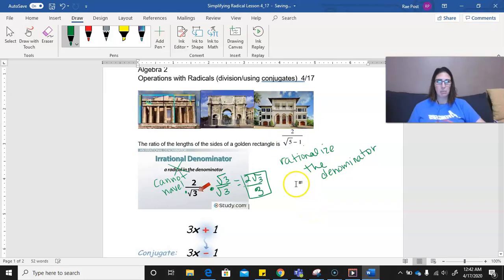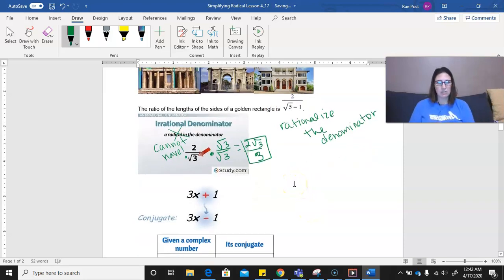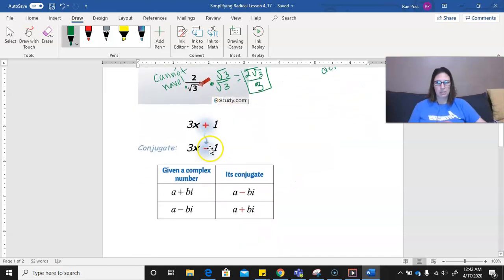That's what we're doing today. Same exact process. We're taking the multiplication lesson from yesterday, the FOILing, and the rationalizing the denominator lesson from Tuesday, and we're putting it all together. All right, so just remember, conjugates mean the opposite.